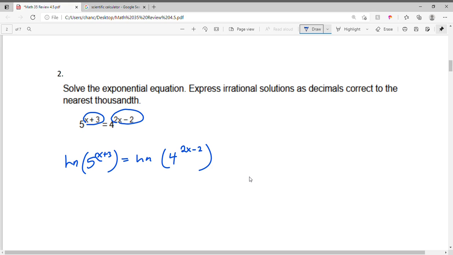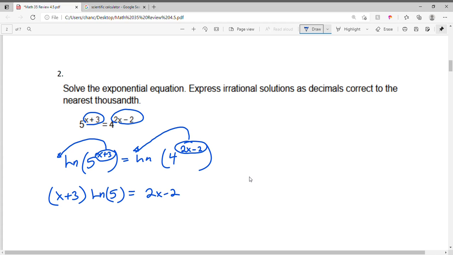With the power rule again, I could bring the exponent to the front. Again, I'm going to bring that 2x minus 2 to the front of my natural log. This becomes x plus 3 times the natural log of 5, and that's equal to 2x minus 2 times the natural log of 4. I'm being careful with the parentheses because when you bring it to the front, you're actually multiplying it with the expression. Now we have to isolate and solve for x.